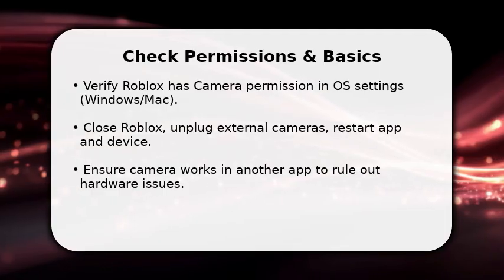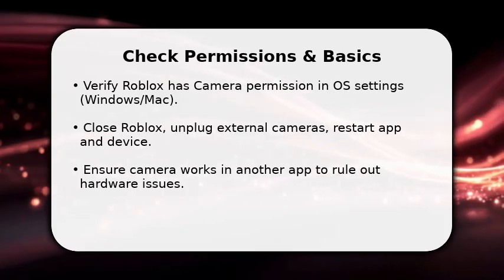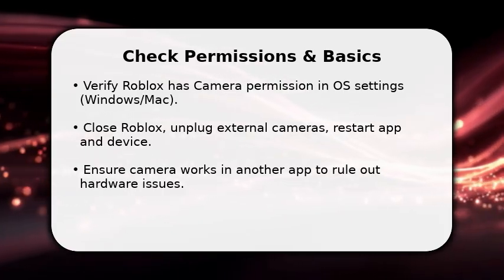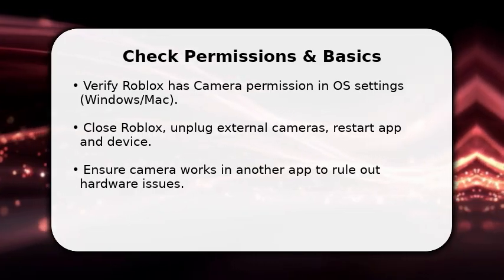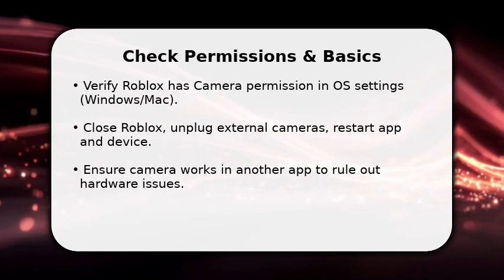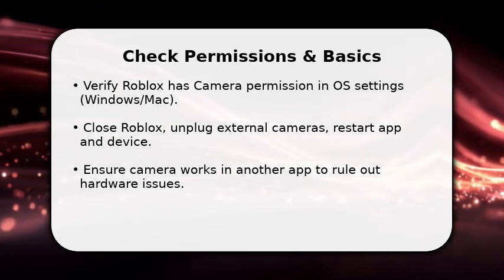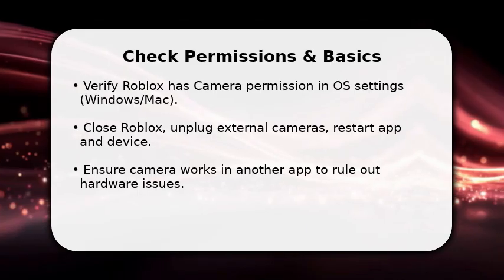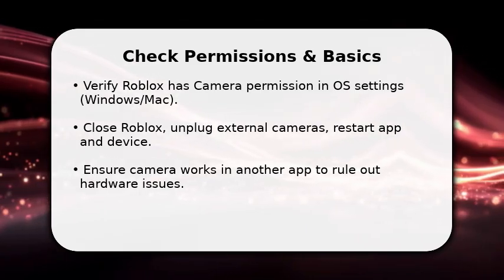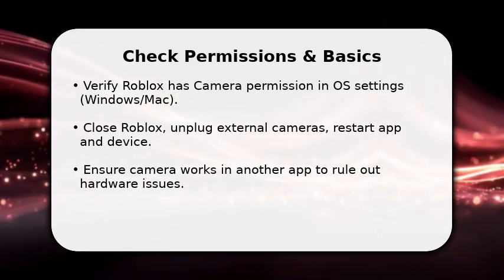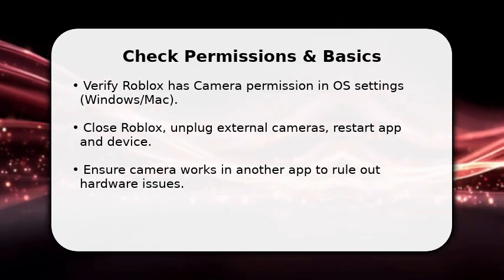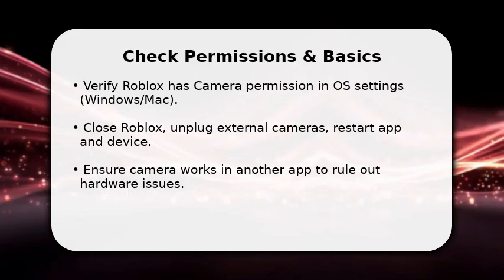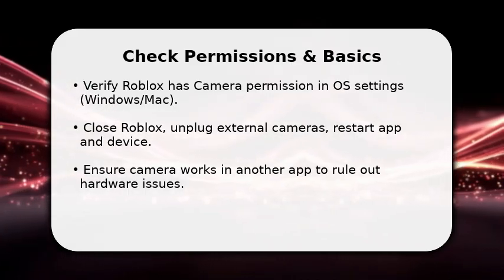You start by granting access and verifying hardware. Open your OS camera permissions and turn on access for Roblox. This lets the game read the device. Once done, close Roblox completely and disconnect any external cams, then relaunch. You should also test the camera in the OS camera app. If it fails there, the problem is hardware or drivers, not Roblox. This first step saves time by isolating whether the issue is app-specific or system-wide.